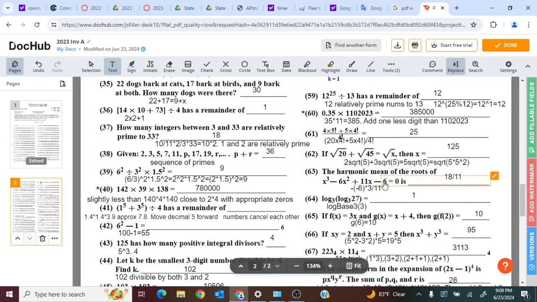The harmonic mean of the roots. There's a proof for this in the Brian Heath booklet, but basically take negative the last number, multiply it by this exponent right here, so 6 times 3, divide by 11, and you get 18 over 11.